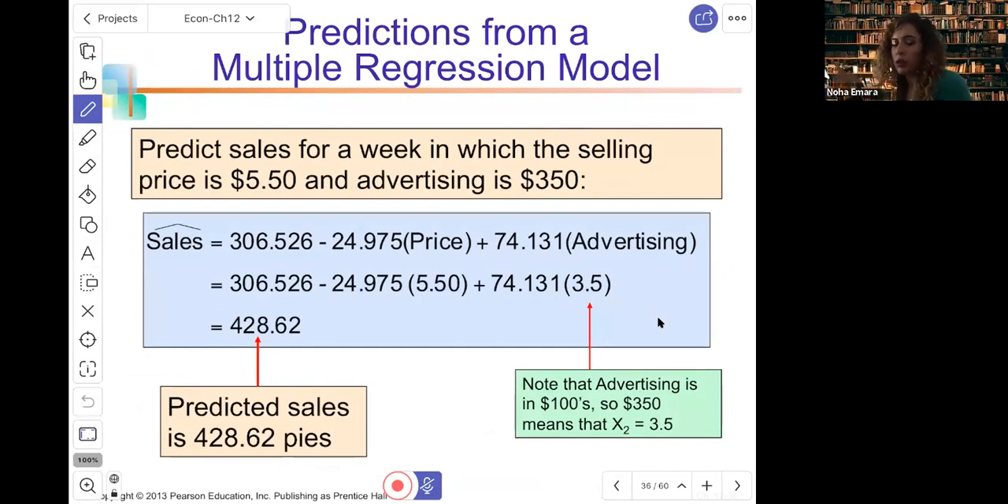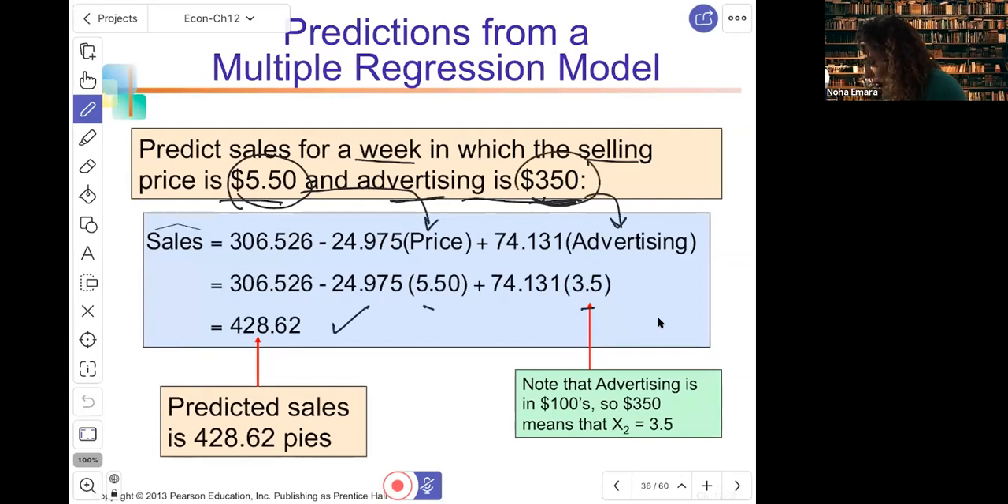Okay, so I already got the output of the betas, but then I might have a question about, can you predict for me the sales for a week in which the selling price was $5.5 per pie and the advertising made was 350. And remember that the unit of measurement of advertising is in hundreds, so you would need to divide this one by 100 and plug in this information into your model and get the predicted sales of pies. So all what you need to do is after you get your estimation, you plug in the values that you have in the question, 5.5 for the price, you divide this by 100 and you plug it in here, you multiply, add and subtract, and you just get the final answer. Let me show you this, how you do it in Stata.